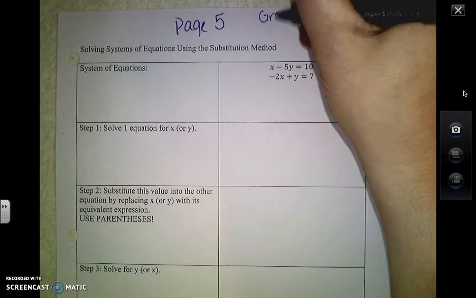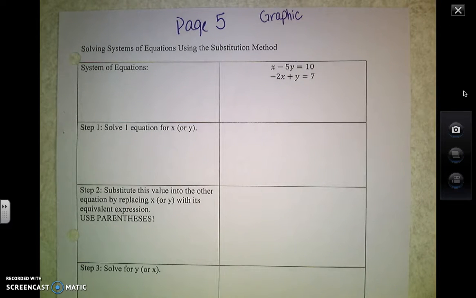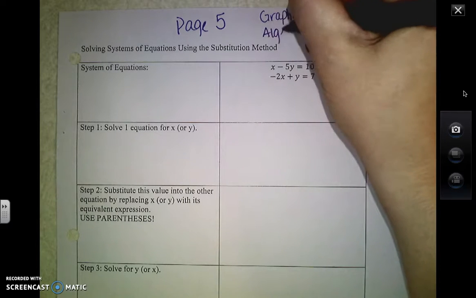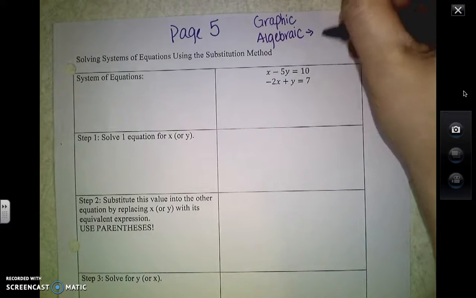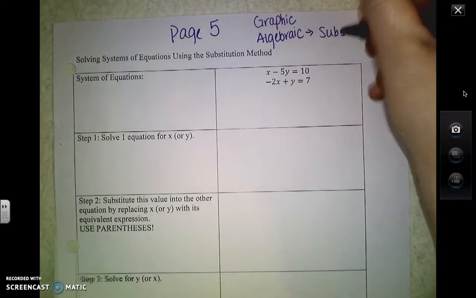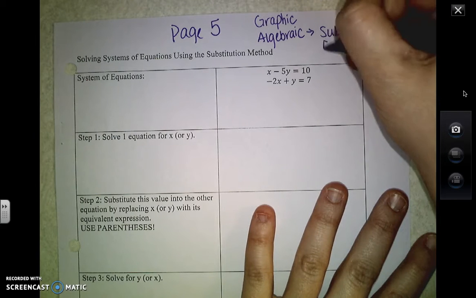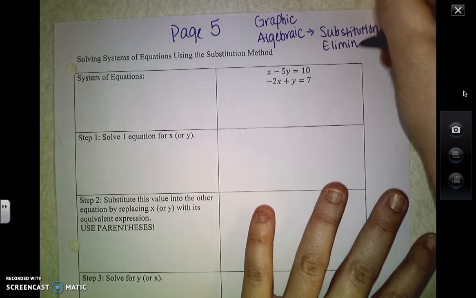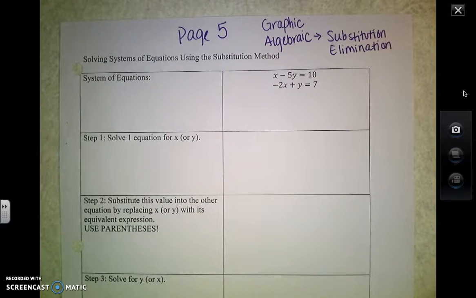Last class you learned how to graphically solve a system of equations, and so now we're going to move on to algebraic ways to solve a system of equations. And there are two ways to do this. They are called substitution and elimination. And hopefully those sound familiar because you did learn these in middle school. If the names don't sound familiar, hopefully the methods will look familiar as we do them.